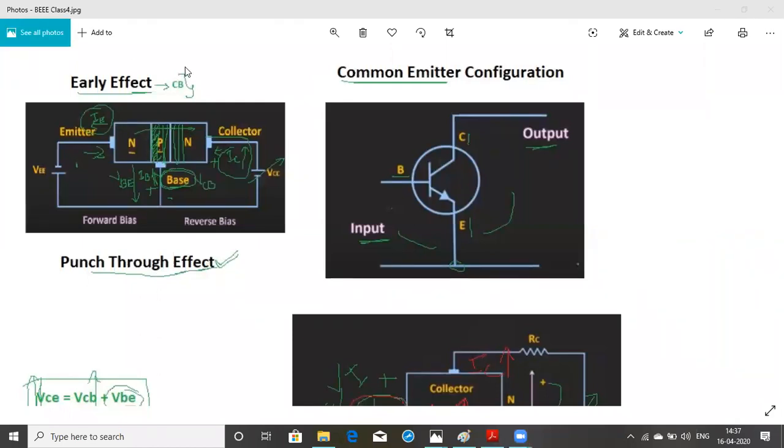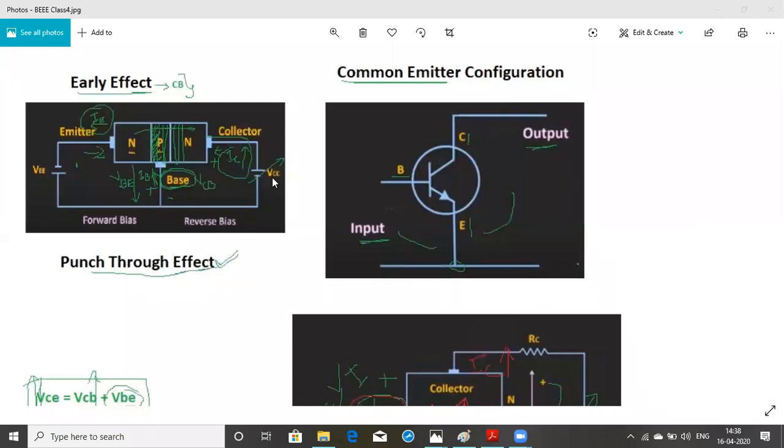This effect takes place especially in a common base configuration, whenever you increase the reverse bias voltage, that is VCC or VCB. Whenever you increase this reverse bias voltage, the width of the base becomes so narrow, and we call that effect the early effect, also called base width modulation.